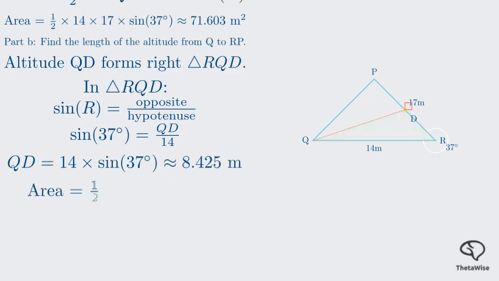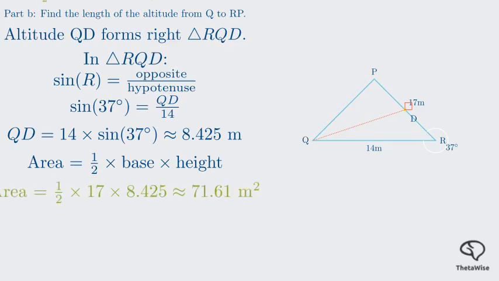Notice the relationship. The area formula, 1/2 base times height and 1/2 ab sin C, are just different expressions for the same quantity. If we had used the altitude we just found, area is base RP 17, times height QD 8.425, equals 1/2 times 17 times 8.425, which is 71.61, which matches our first answer. Both methods are valid.